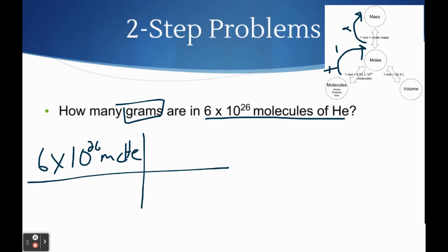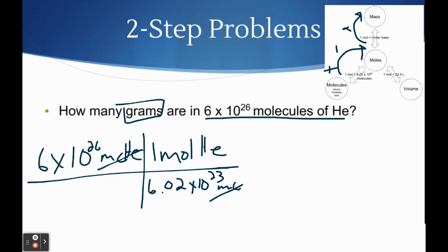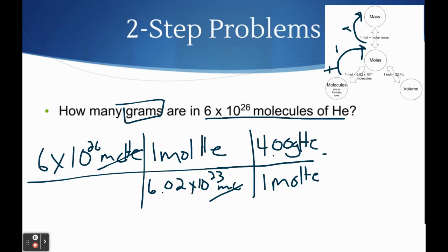Draw your T-chart. So now we're starting with molecules and we want to convert to moles. So we're going to use Avogadro's number, put that on the bottom, and 1 mole of helium on the top. So molecules cancels out. We're left with moles, but we need to go to grams. So we're going to use the molar mass, put 1 mole of helium on the bottom, 4.00 grams of helium on the top.